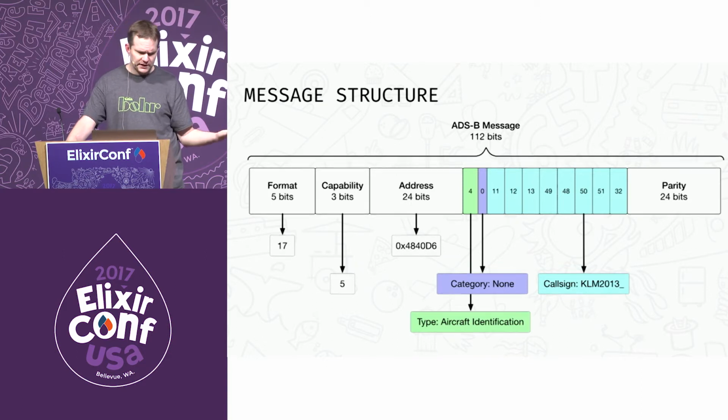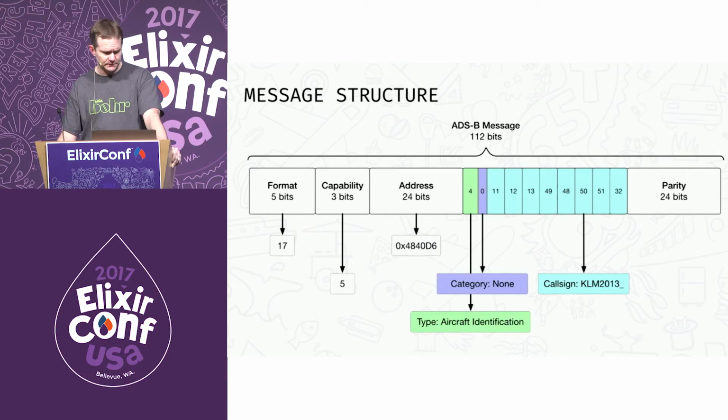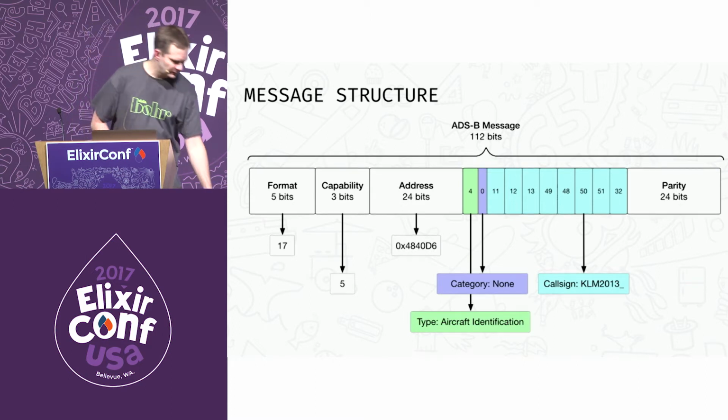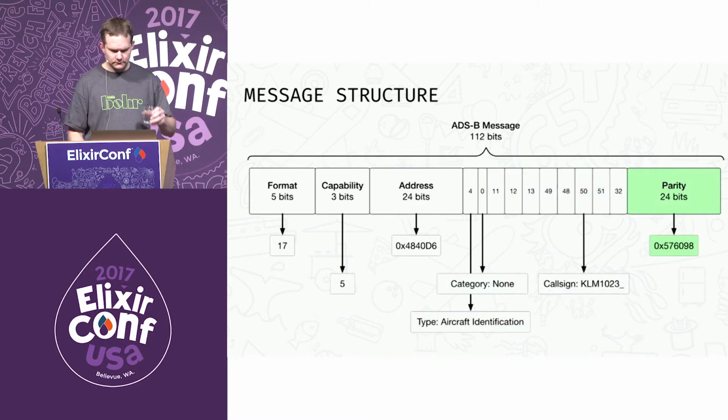Next comes category. In this case, we have a 0, which means this aircraft is not presenting any category information. The remaining fields in this particular message are all 6-bit character codes. There are 8 of them. In this specific example, it decodes to KLM 2013 and then an underscore for padding. And then parity.